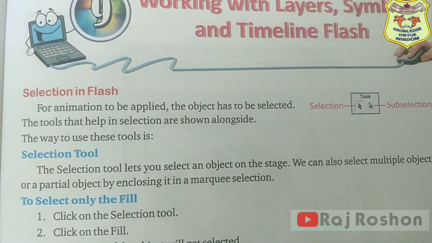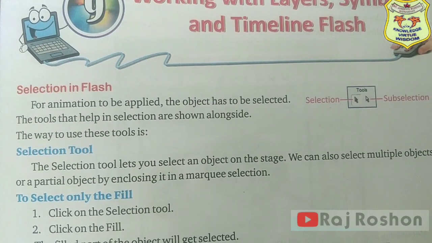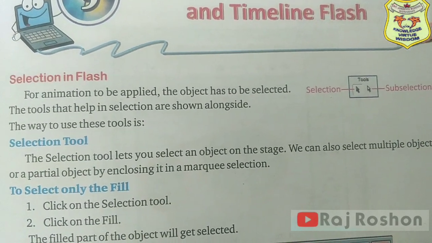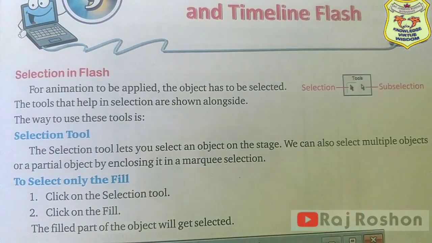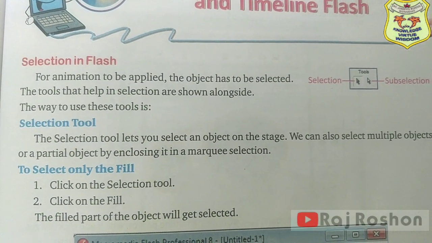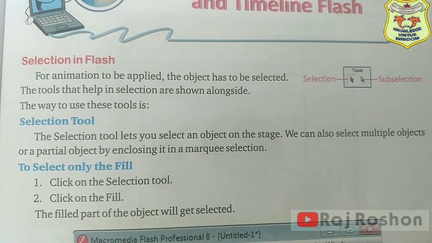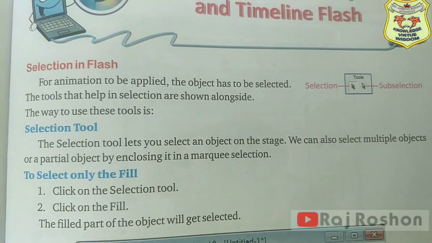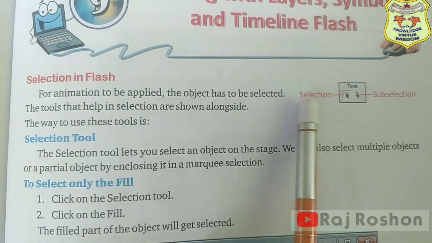Selection in Flash. How you can use the selection tool, or how you can select objects in Flash. For animation to be applied, the object has to be selected. So if you want to apply animation to the objects present in your Flash, you have to select them first.